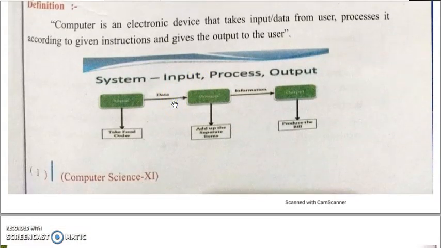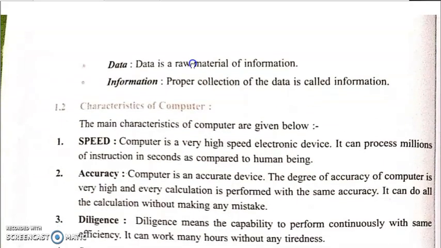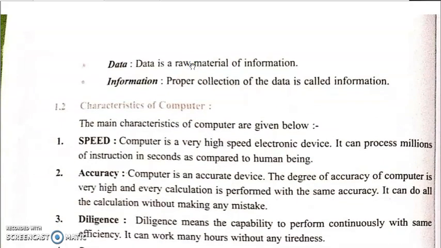Here we can understand it by a diagram: input is fed by entering data into a computer, then the processor of the computer will process it and give us a meaningful output in the form of information. Next, data is the raw material of information. Data could be anything which is in raw form, which cannot be used directly by the user, and we need to get it processed.